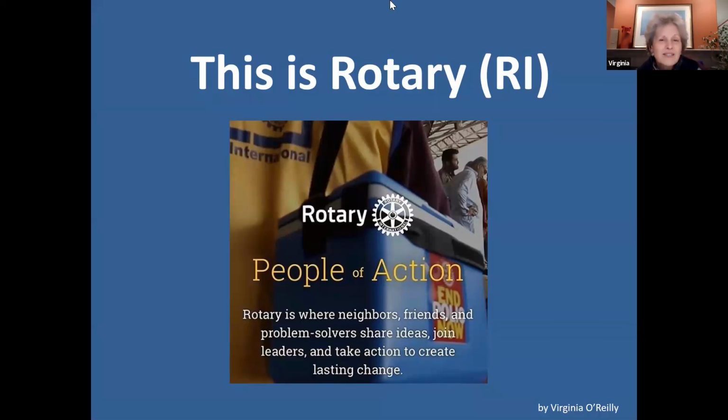One reason I wanted to start with this slide is I think I saw it last night as well. It keeps popping up on different presentations, but I wanted to start with this because if someone asks you what Rotary is about, this is a great starting point. A number of people have asked, how do I describe Rotary, or what do I tell somebody when they ask, what's Rotary? Well, this is a great starting point. Rotary is where neighbors, friends, and problem solvers share ideas, join leaders, and take action to create lasting change. It also makes a good elevator speech to start a conversation off. So I thought that was a good start point.